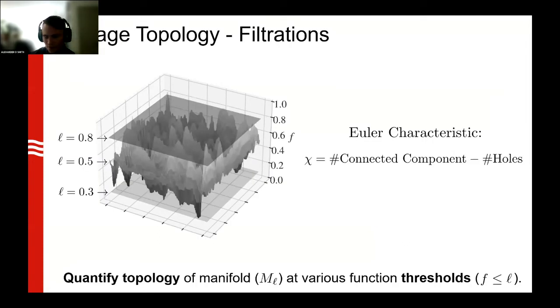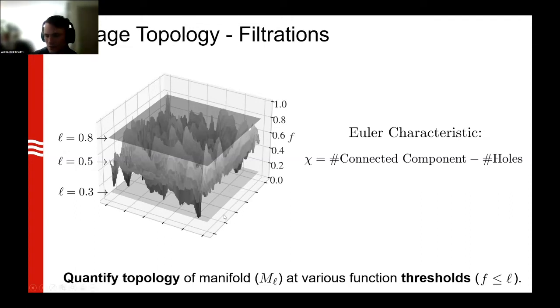What's nice about this representation is that we can quantify the topology of this manifold at various function thresholds. We can imagine our threshold as being this flat plane that we see on the left-hand side, and I'm going to pass that flat plane from the bottom to the top of this system. As I pass that plane up, I'm going to add more and more of this manifold into my system. Eventually I start slicing off the local minima of my system, and then eventually I'll come back and have a full picture of my manifold.